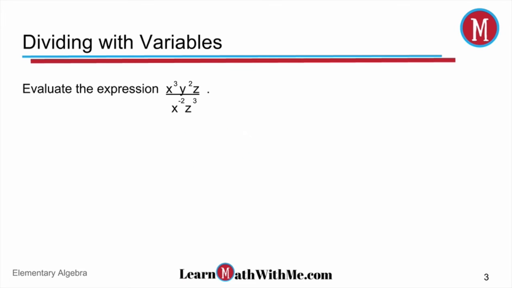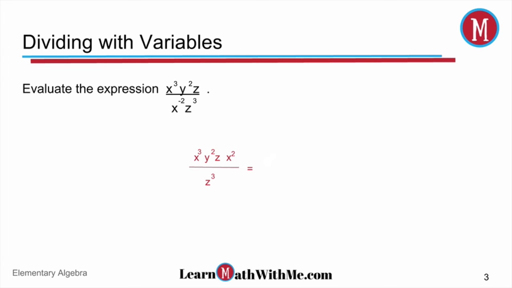Now let's take a look at dividing with variables. We're asked to evaluate this expression. In this case, the first thing we really want to do is, we really don't like to work with negative exponents if we don't have to. So let's rewrite this with positive exponents. So we have the numerator of x to the third y squared times z. Now let's clean up that exponent of x to the -2 in the denominator. And to fix that, we just bring that x squared up to the numerator. And all of that is divided by z cubed.